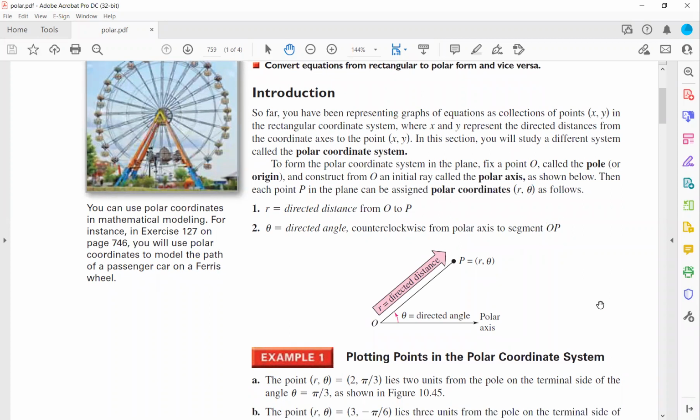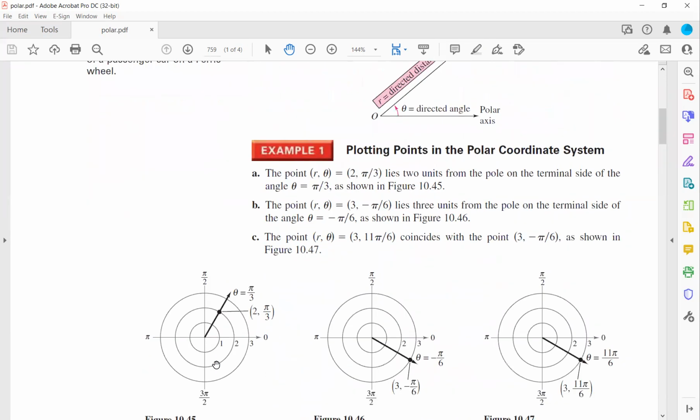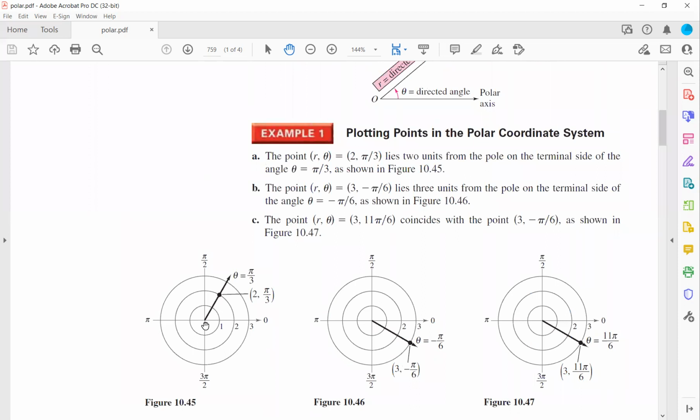Well, suppose you want to plot some points here. Suppose you have the point 2 and pi over 3. 2 shows the distance and pi over 3 is the angle. Take a look at this. You have the origin, you have your polar axis, theta is pi over 3, and the directed distance is 2 units.